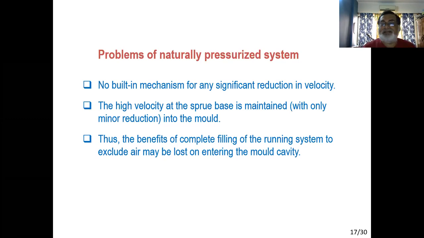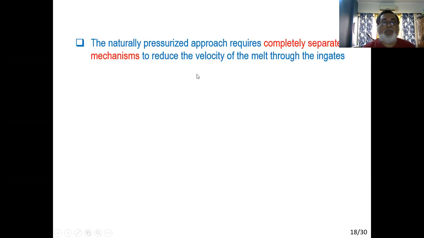So although the running system served its purpose, getting the liquid not to become turbulent, because of the initial high velocity the liquid metal enters into the mold cavity at very high velocity. So again, the casting will be damaged. So that is the problem of naturally pressurized systems. The naturally pressurized system approach requires a completely separate mechanism to reduce the velocity of the melt at the ingate.